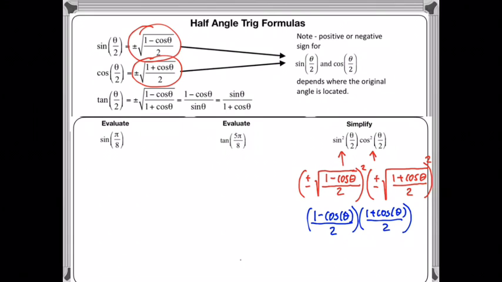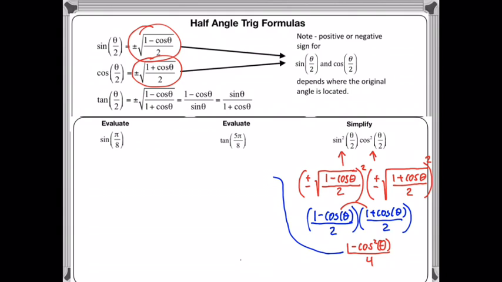Okay, and now we have to FOIL out the top. It's kind of like the difference of two squares, and you might have a good idea what's going to happen next here. After we FOIL out the top, we're going to get 1 minus cosine squared theta all over 4. Okay, and then it looks like I'm out of room.